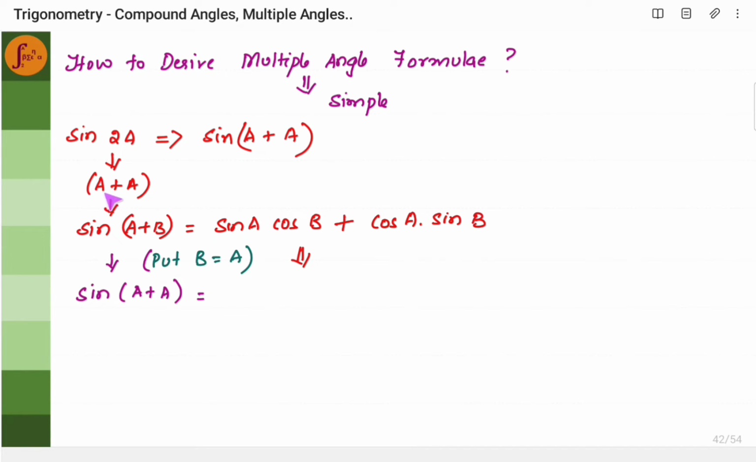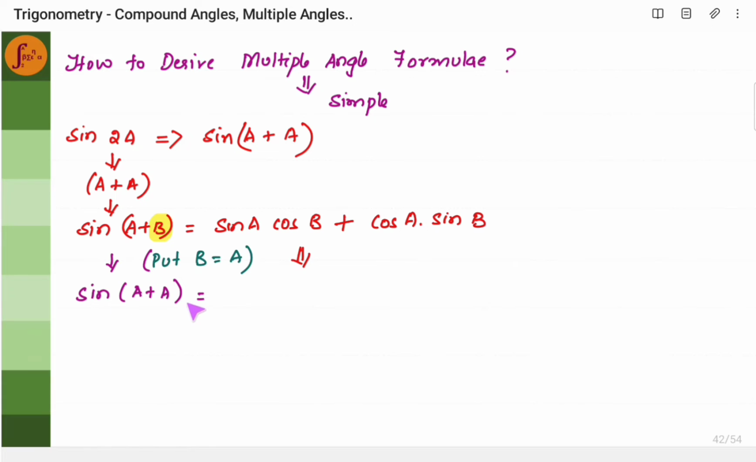We can write sin 2A as A plus A. Now we can use the sin A plus B formula. What was sin A plus B? Sin A plus B is sin A cos B plus cos A sin B. Using this, we will derive sin 2A. Now what we'll have to do? Instead of B, we'll use A because we want 2A. So put B is equal to A.